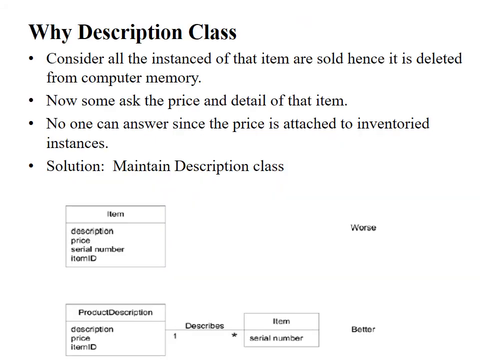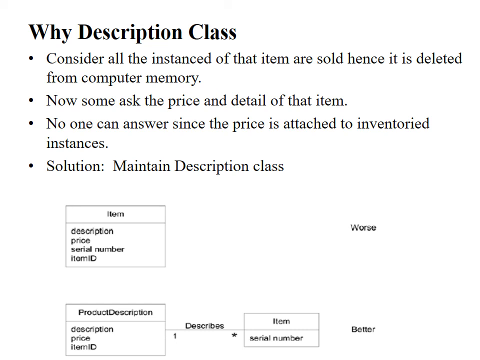Now consider all the instances of that item are sold, hence it is deleted from the computer memory. The last item is sold, so there is no information about that particular item in the memory. Now someone asks the price and detail of that item. Where can I get the detail? In the grocery shop, nobody knows the price exactly. So this is where the description class comes in. The solution for this problem is to maintain a description class.